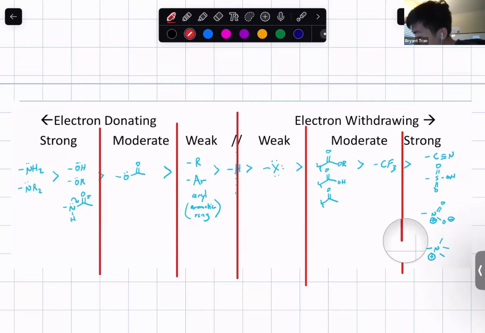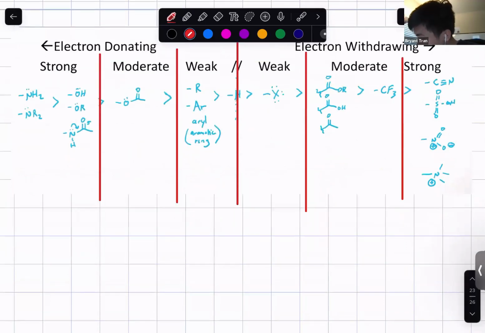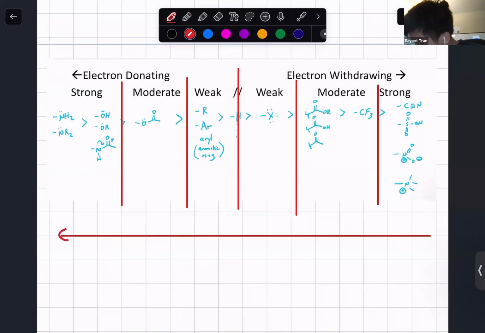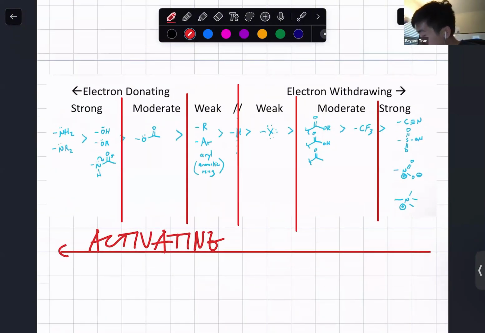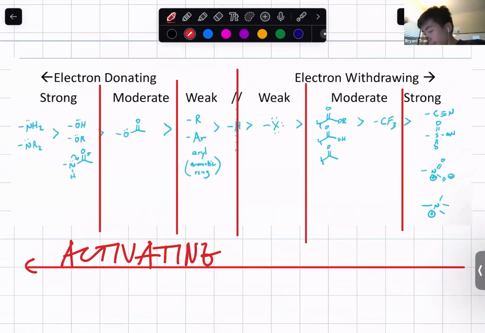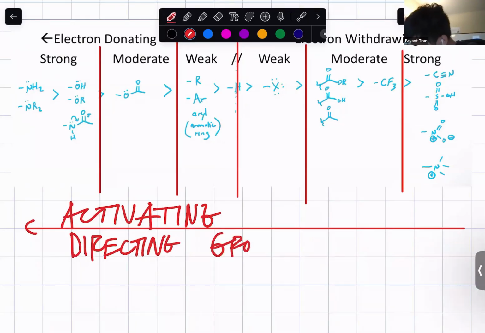weak, moderate, strong EWGs. Now, the reason why it's in this direction is because going from right to left is talking about activating power, right? Activating the benzene power, activating power. And this right here will determine what the directing group is, right? Directing group, right? What group will direct the electrophile?